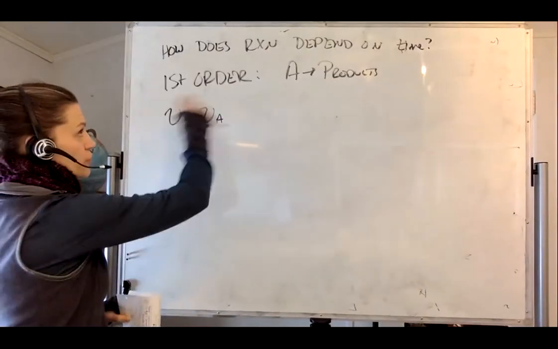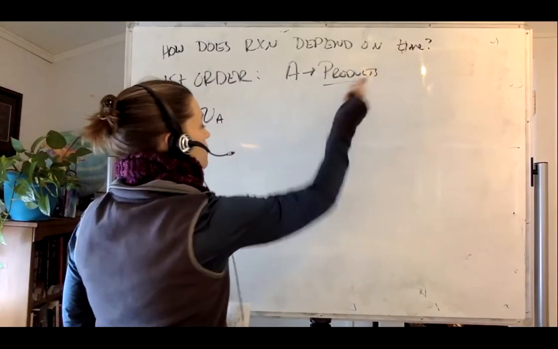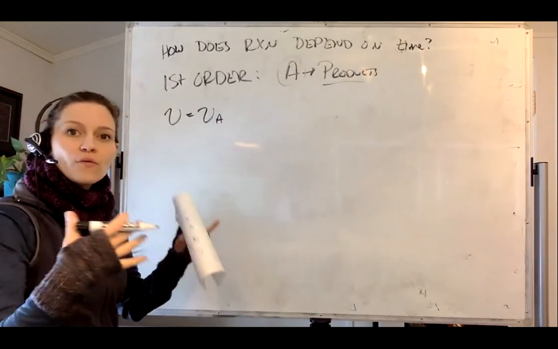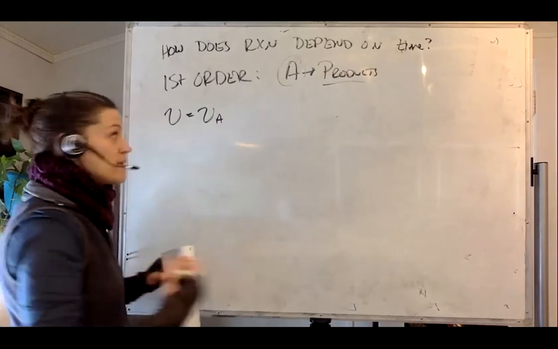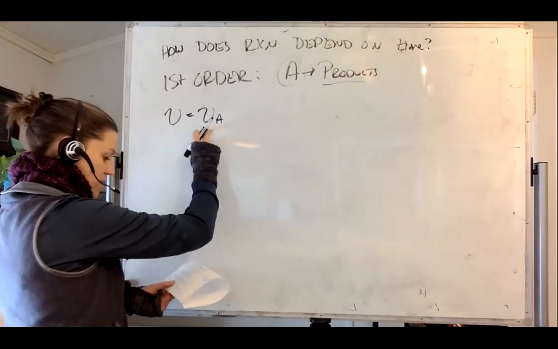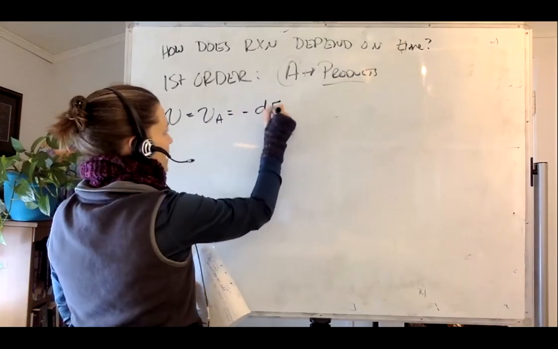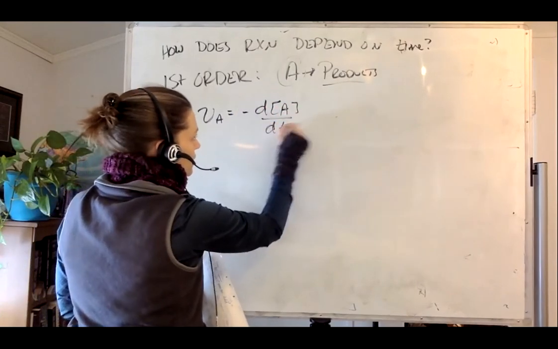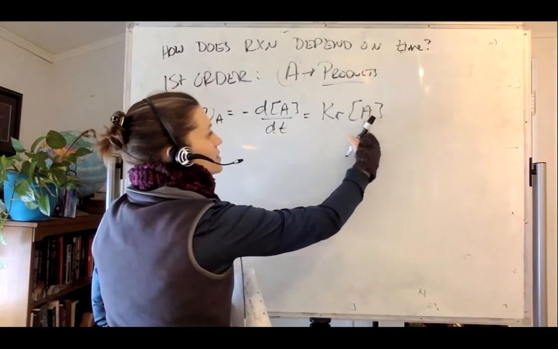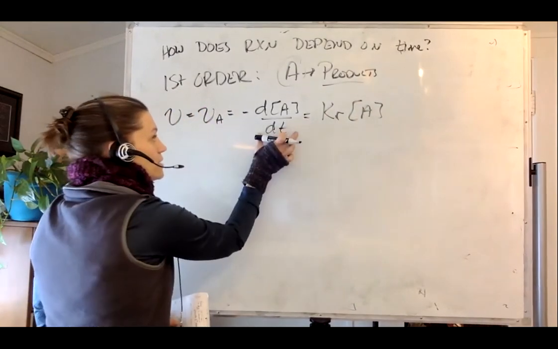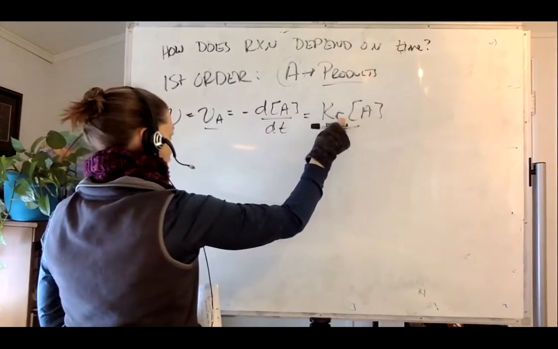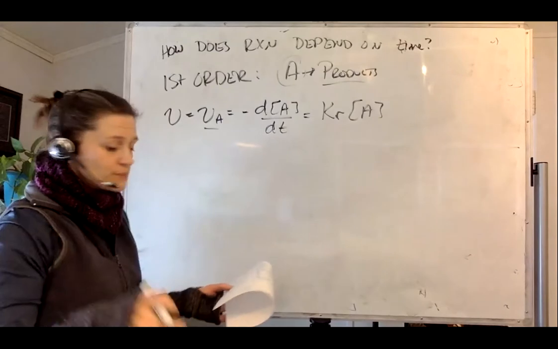Okay, so for first order, A goes to products. We don't care about what happens on the product side. We just care about the reactants, and we're looking at the rate of consumption of A. So the rate of the reaction is equal to the rate of the consumption of A, which is equal to minus dA/dt, and that's equal to the rate law, which is the rate constant times the concentration of A. If there's a k, that's the rate law.